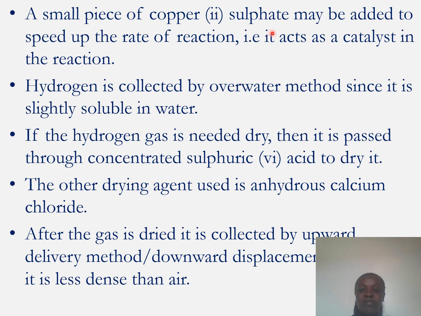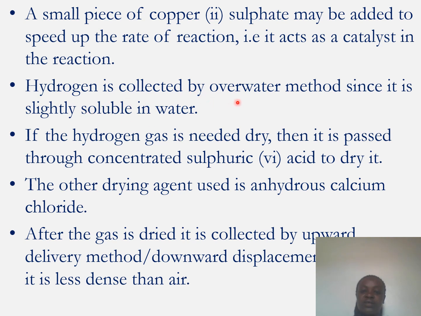So copper 2 sulfate will speed up the rate of reaction between hydrochloric acid and zinc granules. So the hydrogen gas will be produced faster. So copper 2 sulfate is used as a catalyst in our reaction.